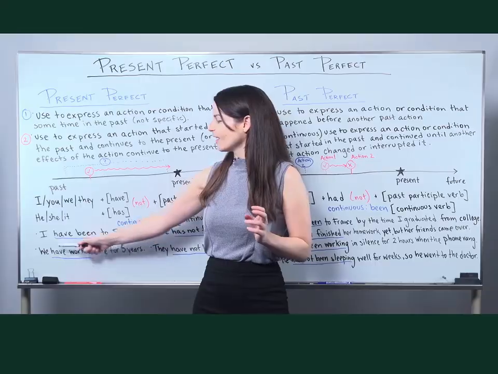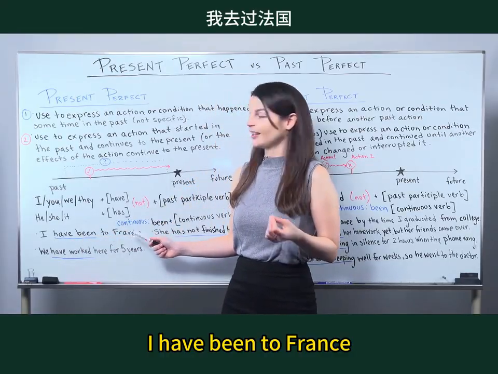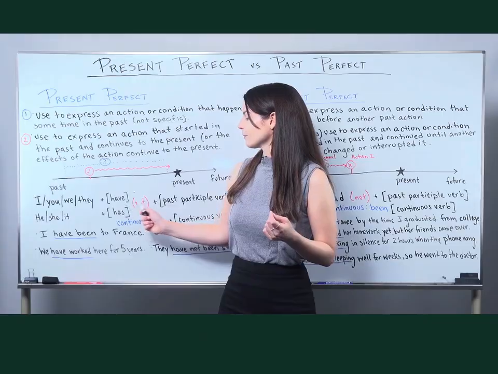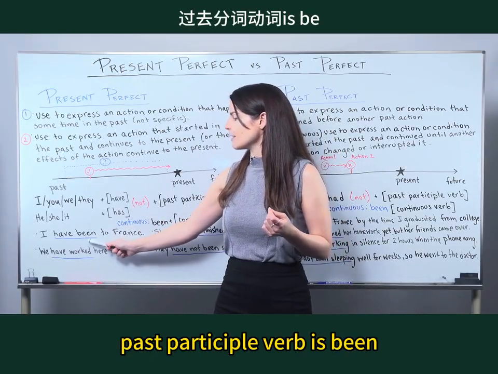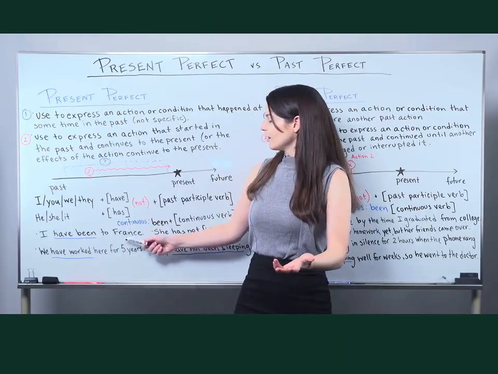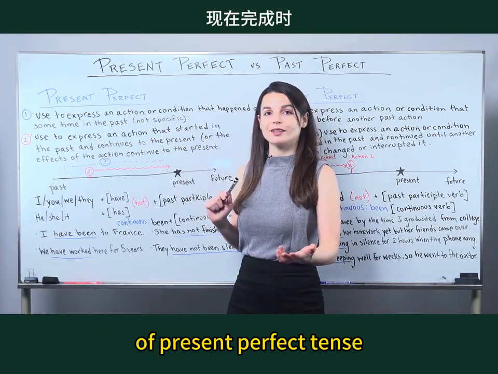First sentence. I have been to France. Here my subject is I. We follow with have. Past participle verb is been. So be becomes been. I have been to France. This sentence reflects use number 1 of present perfect tense.